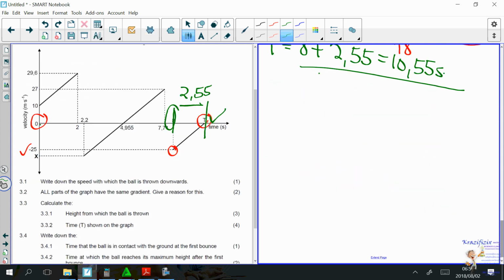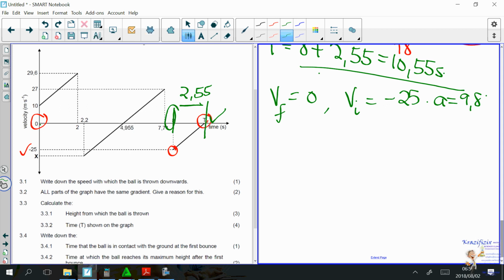Again, let's try something here. I do know my Vf, 0. I do know my Vi, negative 25. And my a, again, is 9,8.